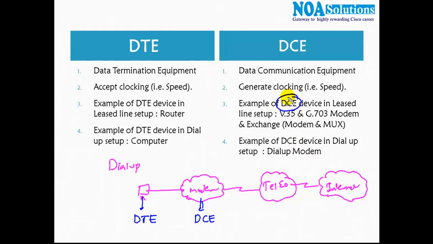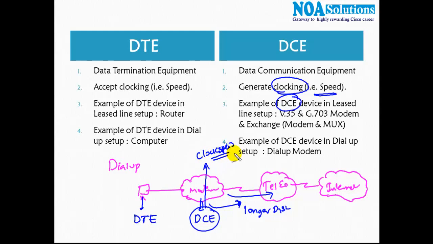Now what this DCE is going to do is generate some clocking, which is going to generate some speed, which is going to allow you to send the signals for longer distances. Okay, so it's going to generate some signaling which will allow you to send over longer distances over the service provider network. So this modem is responsible for generating that clock speed. In other words, we simply call it clocking. Whereas the PC here is not going to do anything, it is just going to accept the signaling, and that's the only thing it is going to do.